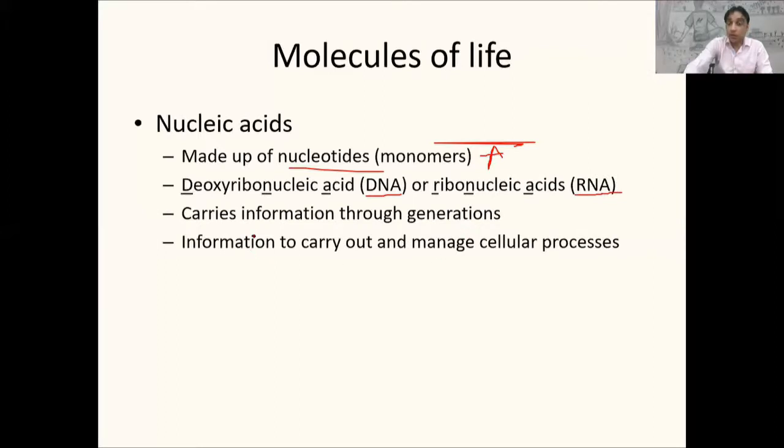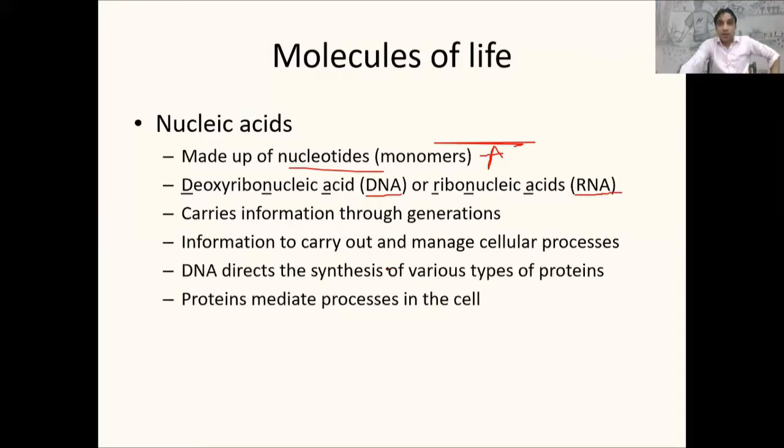They carry information, and this is the thing which we pass to the next generation. They carry messages in the cellular process. I explained DNA produces RNA and RNA produces proteins, and those proteins execute the function. DNA directs the synthesis of various types of protein. You should know that in detail now. Proteins then execute the functions.